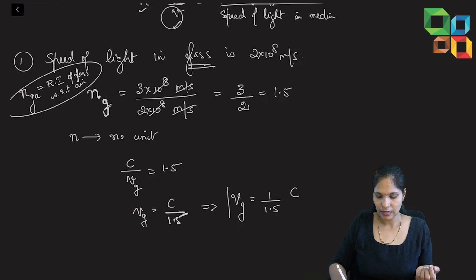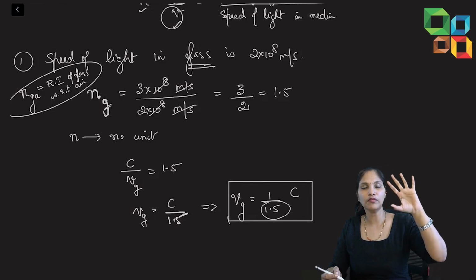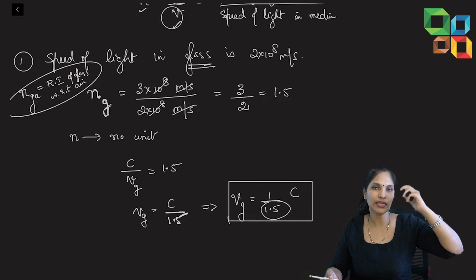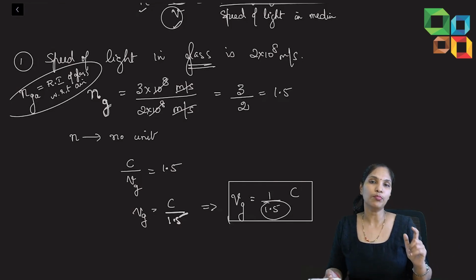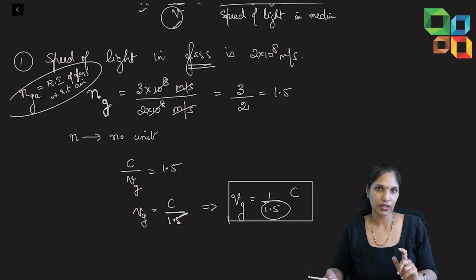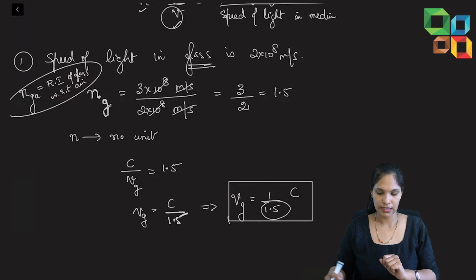That means in glass medium, the speed of light has reduced by 1.5 times the speed of light in vacuum. So speed of light in vacuum is a standard. In comparison with that 3 into 10 to the power 8, in glass its speed has come down by 1.5 times. So that's the meaning of refractive index of a medium, absolute refractive index.